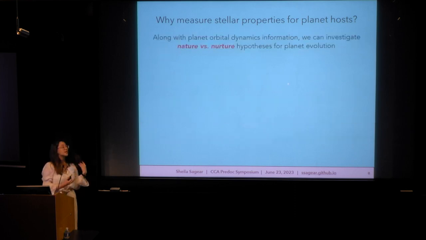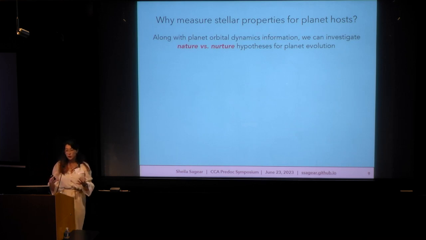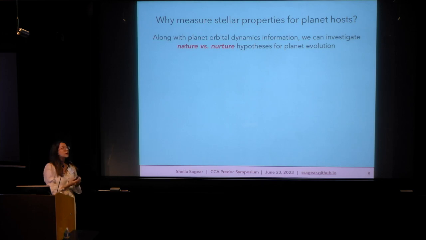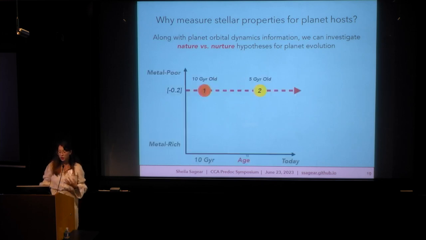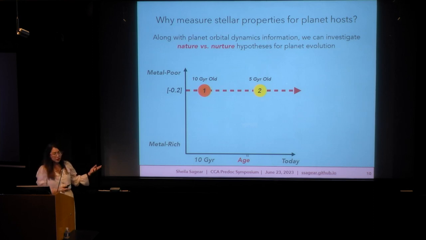I'm going to give you an example of one of the questions we might be able to answer using these three pieces of information. So we might investigate a nature versus nurture hypothesis for planet evolution. Say we have two stars, star 1 and star 2. We have metallicity and age information for both stars. Say that we know the metallicity is pretty much consistent between these two stars, but we know that their ages are inconsistent. One is younger and one is older, right?